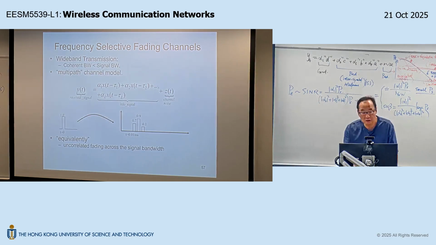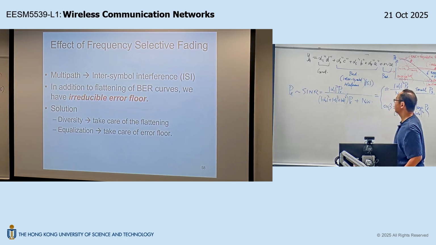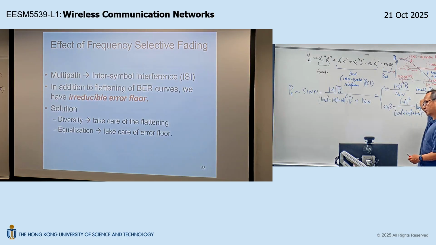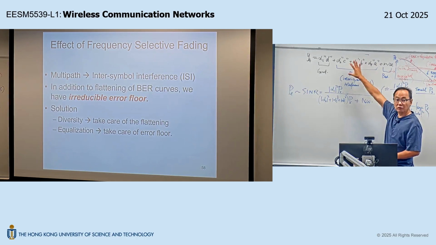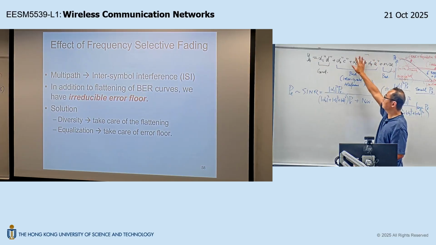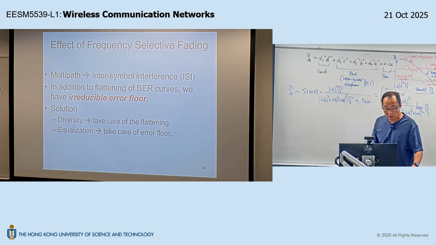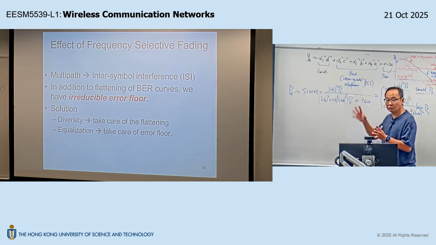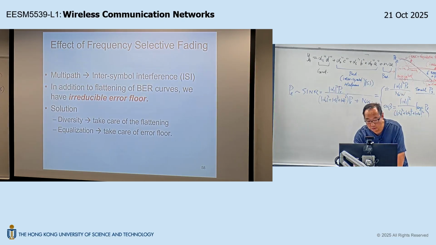And the general solution is something called equalization. Conceptually, the root cause for this irreducible error floor is this interference, right? So if I have to improve or eliminate this irreducible error floor, I need to think of some way to eliminate this interference. Okay? Now there are different ways to do this. In a general way, the general method in this category is called equalization. As we state in the notes, equalization.